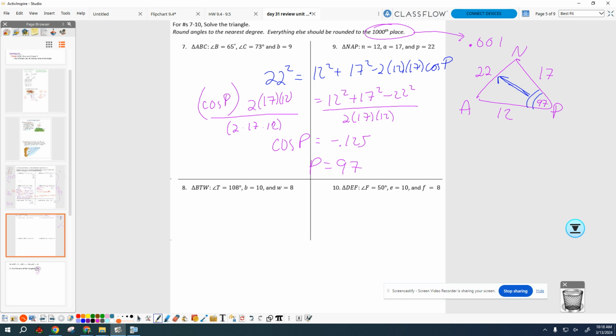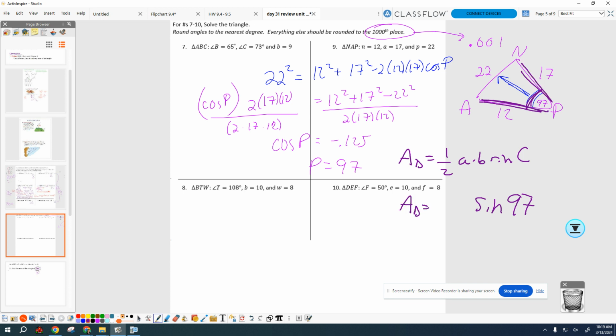Do I need to find all the other angles to find the area? No. However, it did ask us, and people were asking about area, so I want to answer that question. Area is half side times side times the sine of the included angle. I don't care who's what letter. Angle C is the one I know, so I'm going to use that angle. Which two sides do I use? 12 and 17, the ones that created the angle that I got. A to P and N to P.